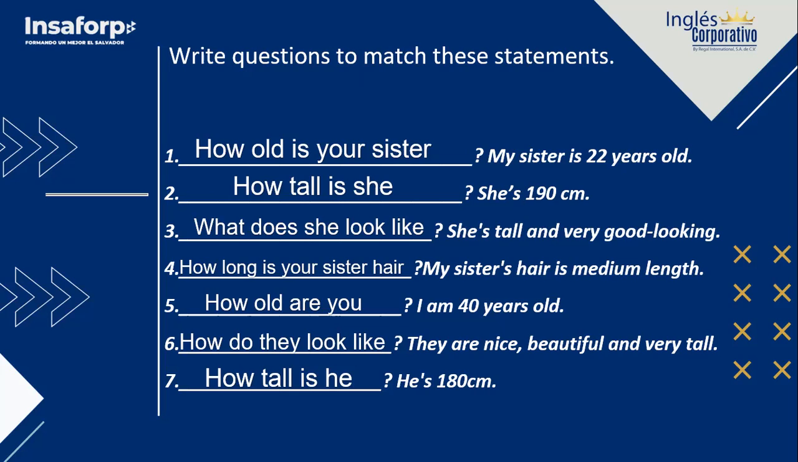Okay. How old is your sister? My sister is 22 years old. How tall is she? Excuse me, teacher, in these answers, do you say 1 meter and then the centimeters? Yes, if you want, you can use that option, 1 meter and 90 centimeters, or 190 centimeters. Well, she's 1 meter and 90 centimeters. Centimeters, right? Yes.